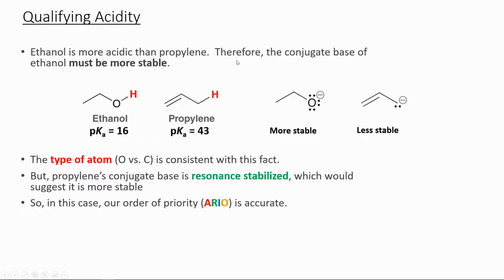We can look at the two conjugate bases. We have ethanol, whose pKa is much, much lower than propylene. We have a consistency with the type of atom, oxygen versus carbon. But here we have the ability for the propylene to engage in resonance, right? We can push this lone pair to form a new bond here and then move the charge onto this carbon. So in this case, our order is accurate comparing the two factors, type of atom versus resonance, and the order that they come in.